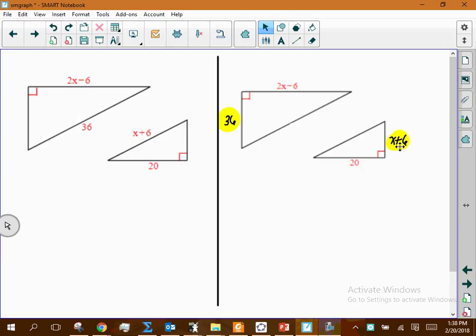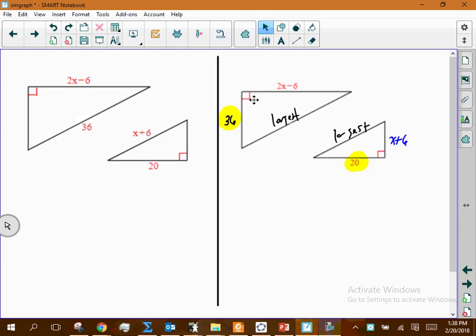You do not know whether this 36 is the side that relates to 20 or to the other side. Think about it, this is going to be your largest side, and this is going to be your largest, because those are your hypotenuses, right? Do you know whether this is the small side or the medium side? You don't know whether 36 goes with x plus 6.